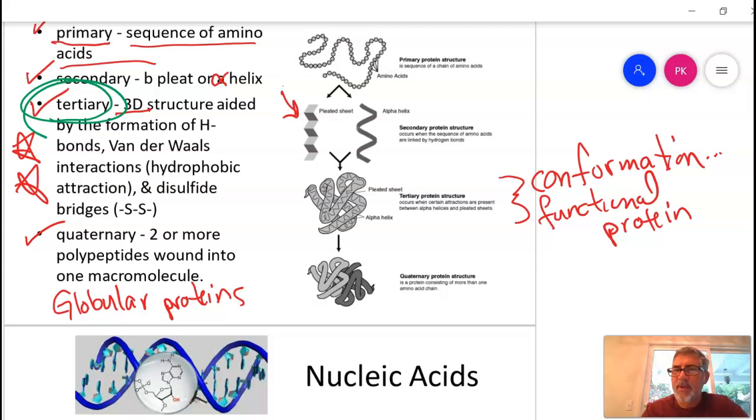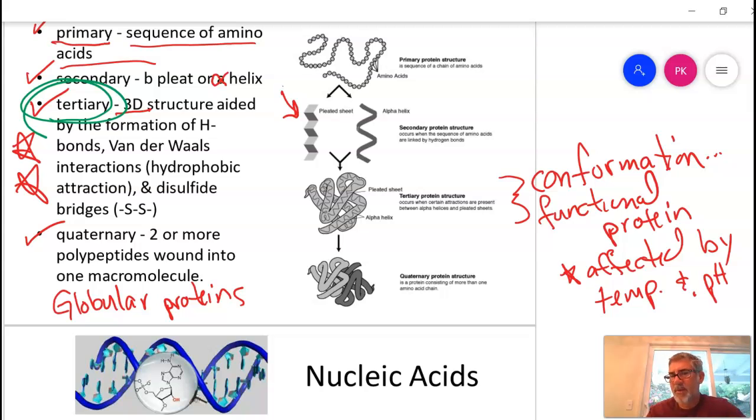Conformation, by the way, is affected by temperature and pH. Remember, pH is the amount of acidity. You may have heard the word homeostasis, a process where we maintain our internal environment, so we maintain protein structure. If you get too cold, your proteins start to wind too tightly and they don't work. If you get too hot, they start to unravel and they won't work.